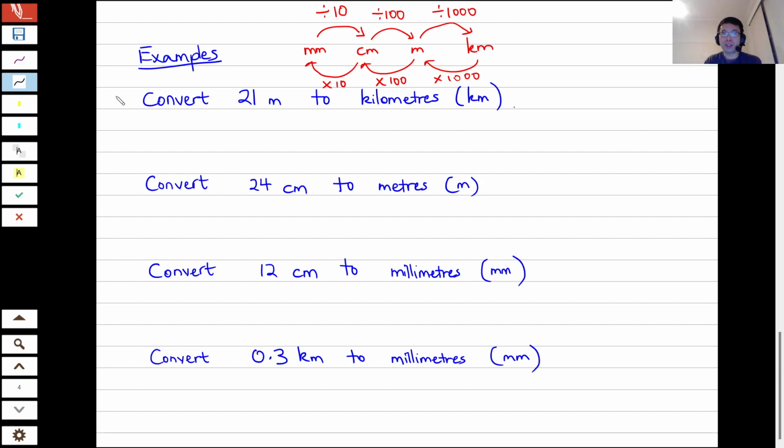So let's do the first example here. If I want to convert from 21 meters to kilometers, I am going from a smaller unit to a larger unit. So that means I need to divide by 1,000. And if you do this on a calculator, you will get 0.021.